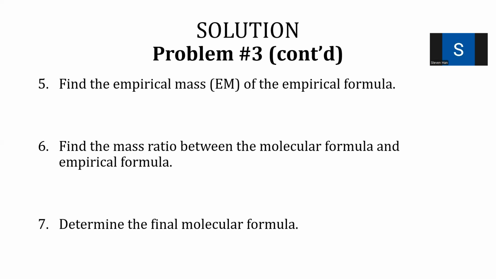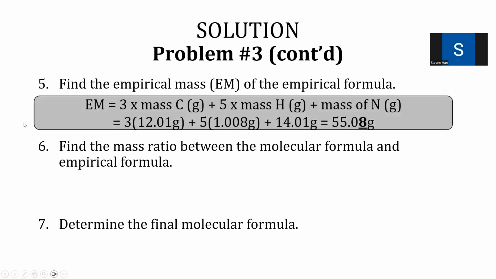Next, finding the empirical mass of the empirical formula is done by adding the atomic masses of carbon, hydrogen, and nitrogen respectively in terms of grams per mole. The atomic masses are 12.01 grams per mole for carbon, 1.008 grams per mole for hydrogen, and 14.01 grams per mole for nitrogen, for an empirical mass of 55.08 grams.